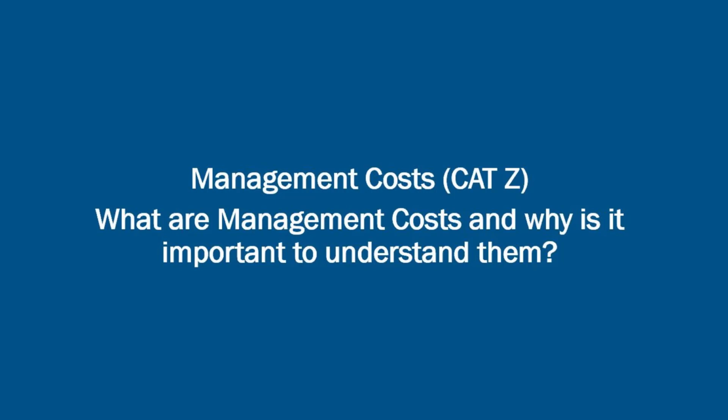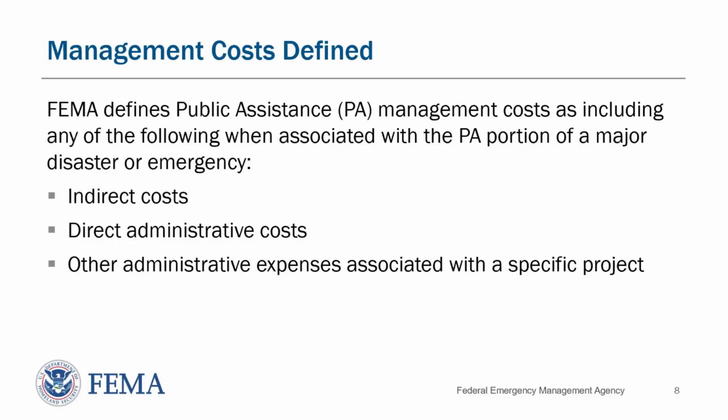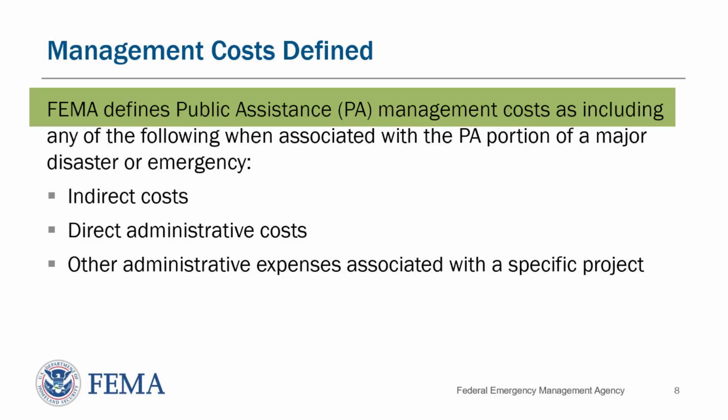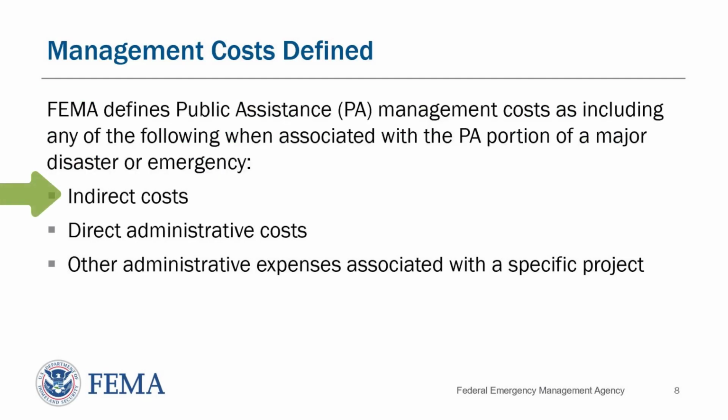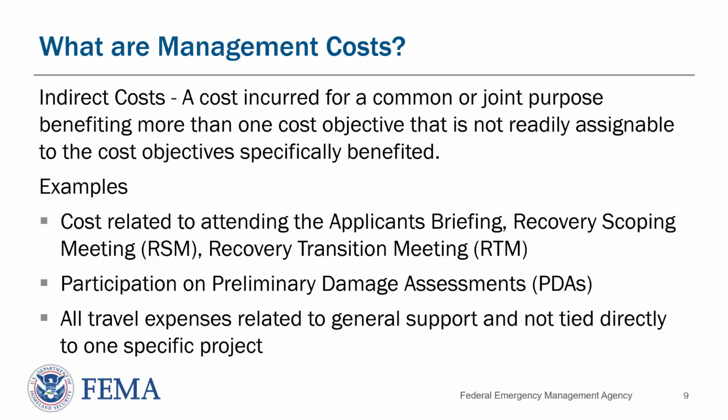All right, so that was all kind of an introduction to the terms. We're now going to dive deeper into management cost. So what are management costs? As defined by FEMA, they are public assistance management cost, including any of the following when associated with the PA portion of a major disaster emergency, and that's indirect cost, direct administrative cost, and other administrative expenses associated with a specific project.